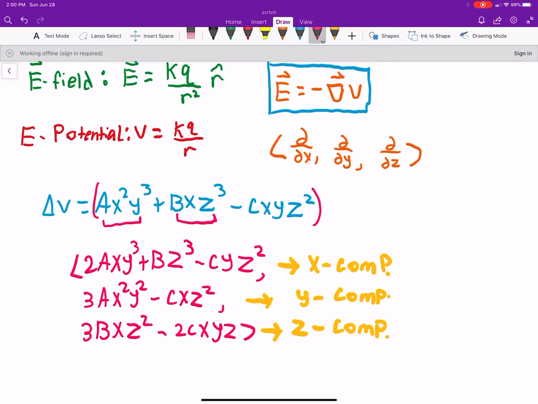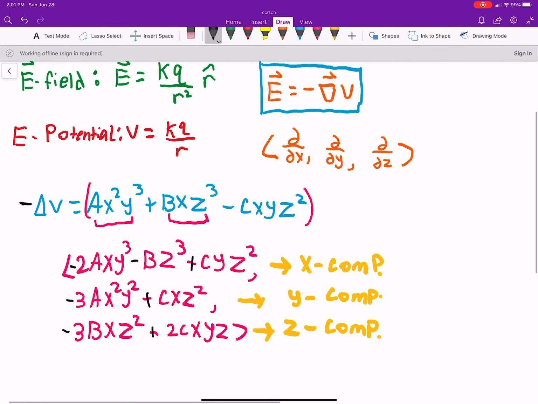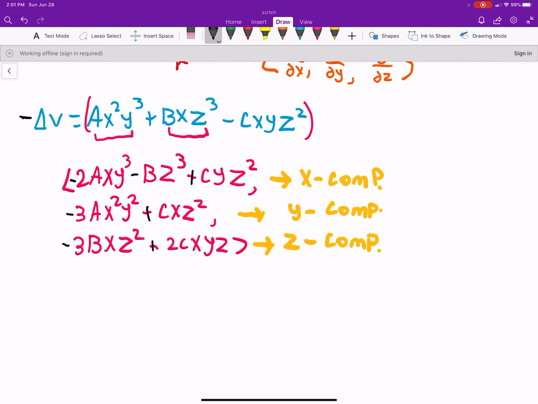Okay, and then one last thing we have to do real quick is let's not forget that this is negative. So that's just going to change the signs. This should be a negative, positive, negative, positive, positive, negative. There we go. Okay, so the z component is just minus 3bxz squared plus 2cxyz. This is your E field in the z direction.